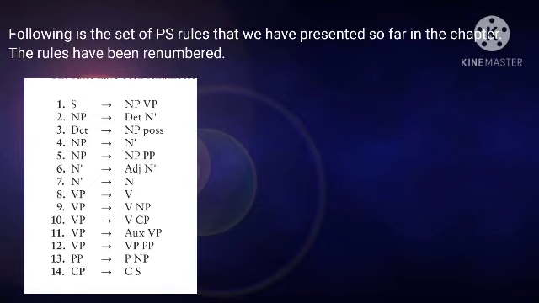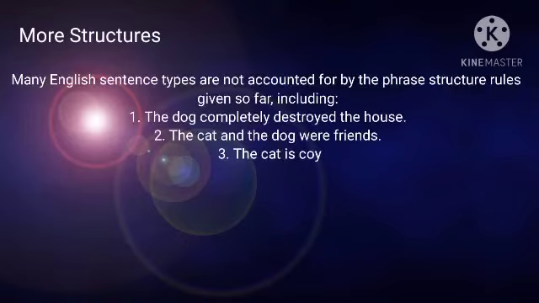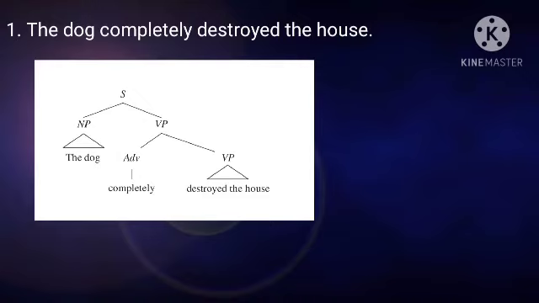Okay, the last material is more structures. So many English sentence types are not accounted for by the phrase structure rules given so far, including, for the first, the dog completely destroyed the house, and the second, the cat and the dog were friends, and the third, the cat is coy. Okay, the first sentence contains the adverb completely.